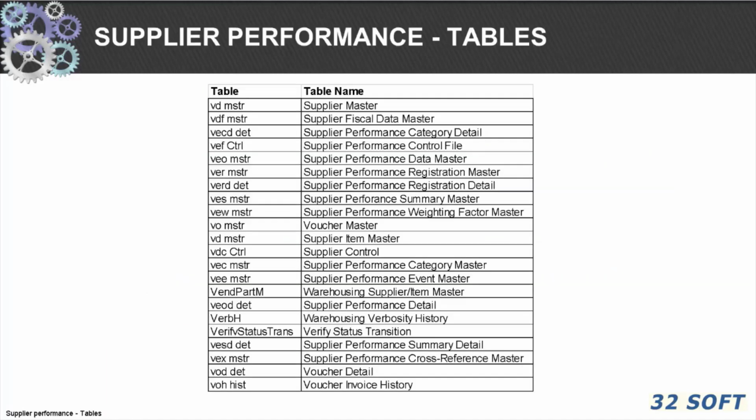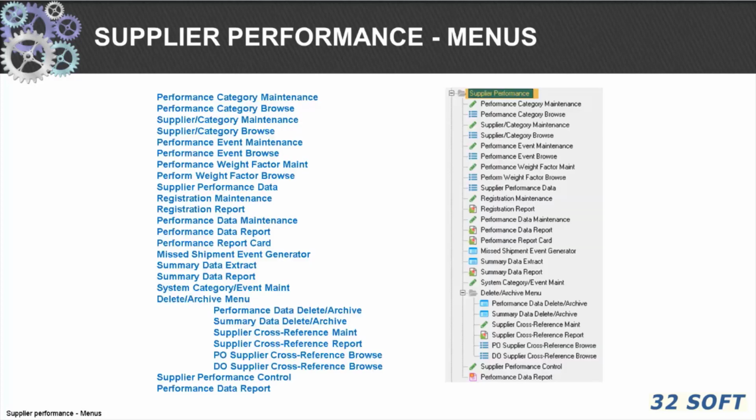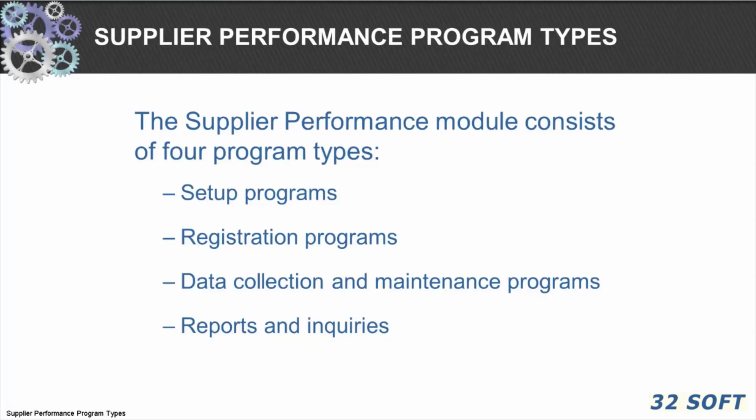There are 22 tables associated with the Supplier Performance Module. You should investigate and understand the functionality of each table. There are 27 menus in the Supplier Performance Module. You should know the functionality of each, and we will cover most of these. The Supplier Performance Module consists of 4 program types: set of programs, registration programs, data collection and maintenance programs, and reports and inquiries.